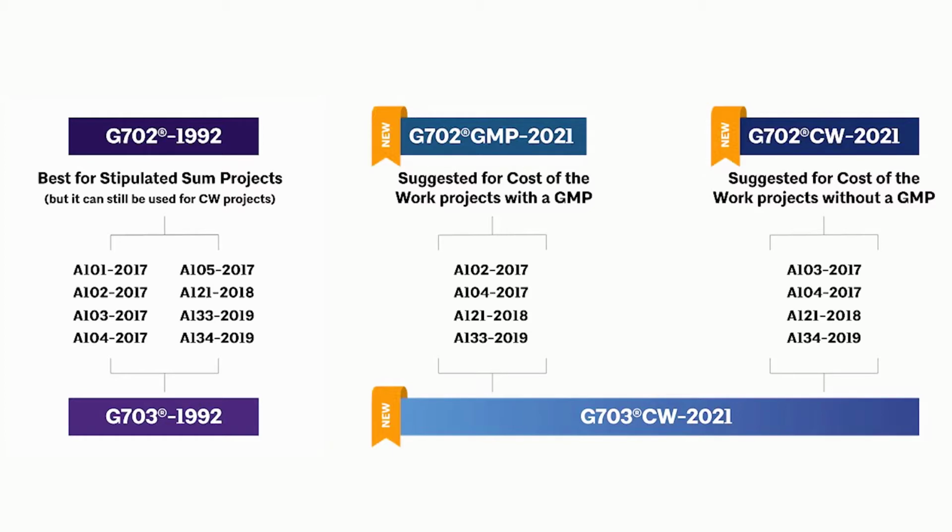And Tom, I'm going to bring you into the conversation here. Folks who are just hearing me list out the new documents that we have will probably notice that there are two different G702 forms, new ones, being published in 2021, but only one G703. Can you explain why we've got two of one and only one of the other, and how they all work together? Not to mention the G702, 1992.